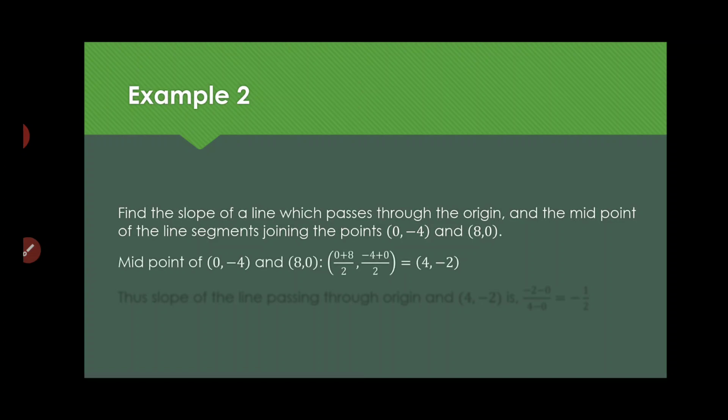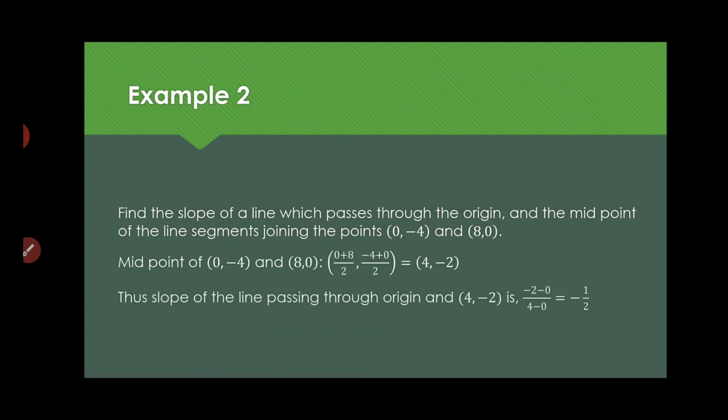Now we need to find the slope of the line segment passing through origin and this point 4, -2. So that will be y2 minus y1 by x2 minus x1. So that is -2 minus 0 by 4 minus 0, and that is minus half.